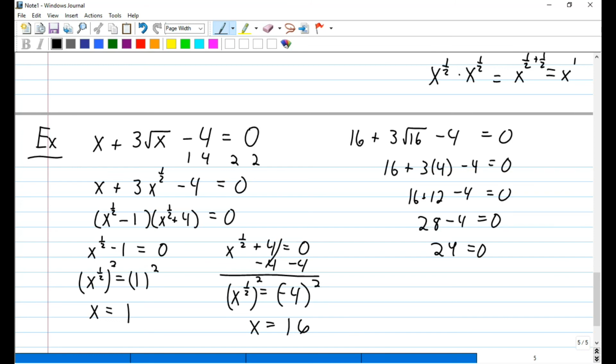Every time, yes, you do have to plug them back in, because 16 doesn't work. But the 1 works, right? Because you could do 1 plus 3 times 1 minus 4 equals 0. So that would work. So the answer is yes, plug them back in.